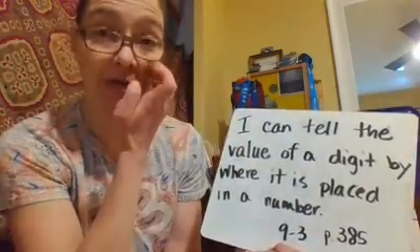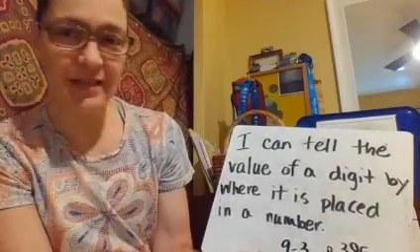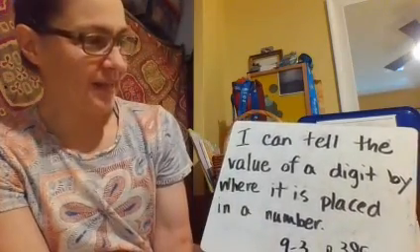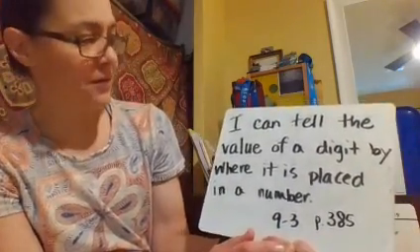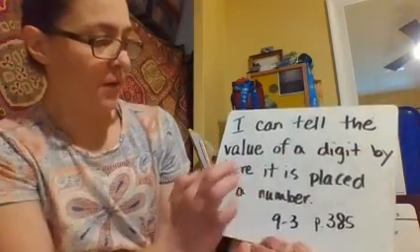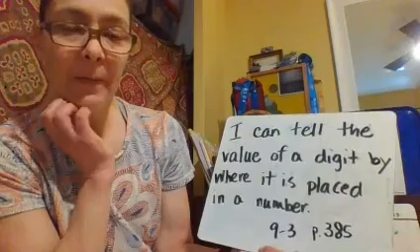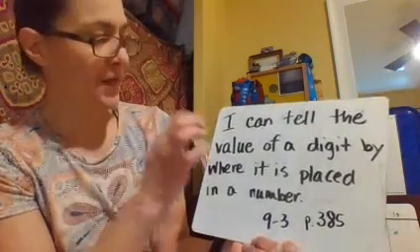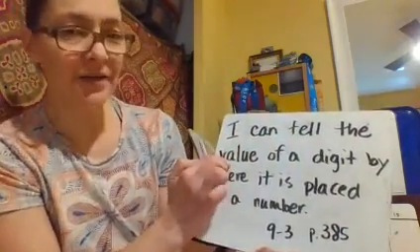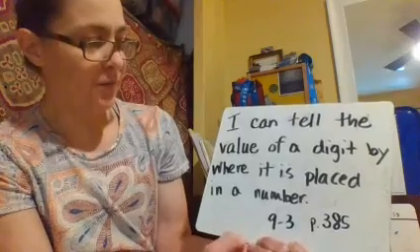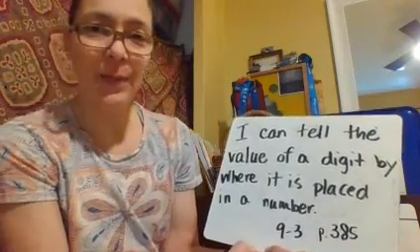All right, here we go. Here's the I can statement. It's at the top of page 385. All right, let's read it together, or you can listen. I can tell the value of a digit by where it is placed in a number. Okay, one more time. I can tell the value of a digit by where it is placed in a number.